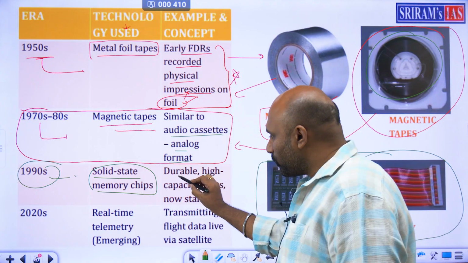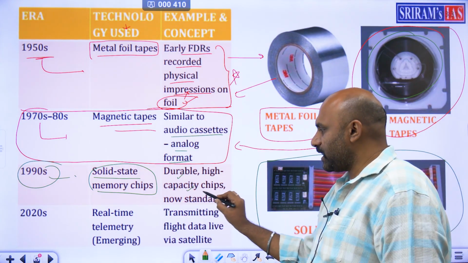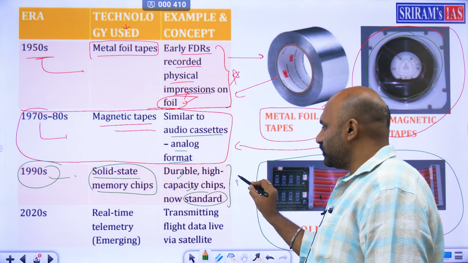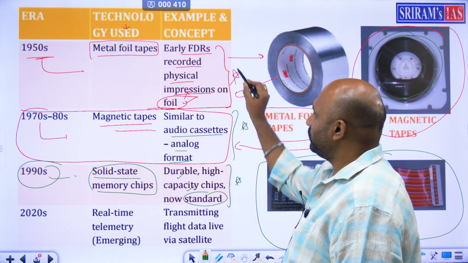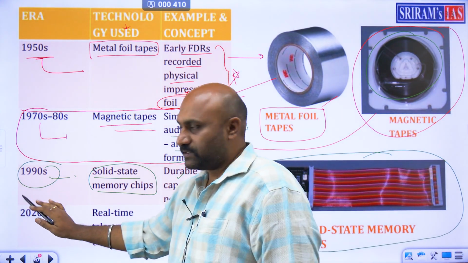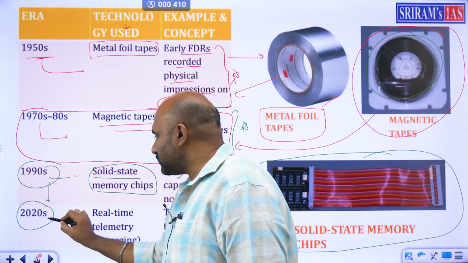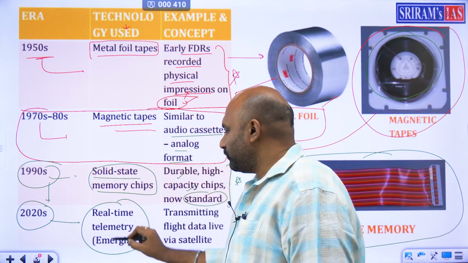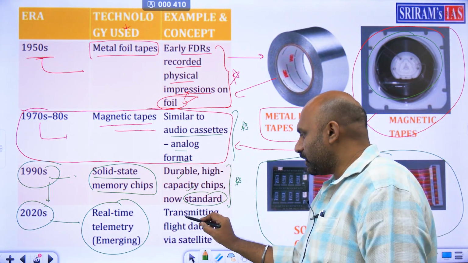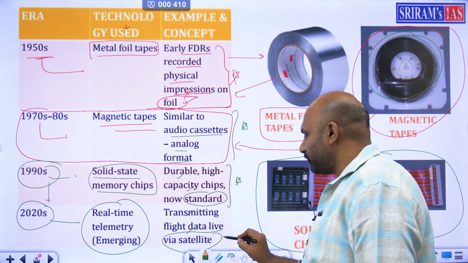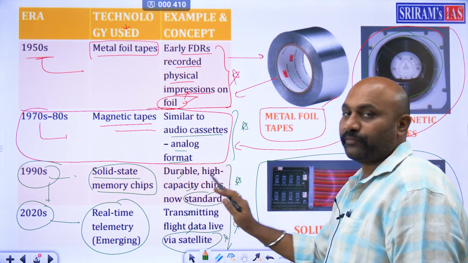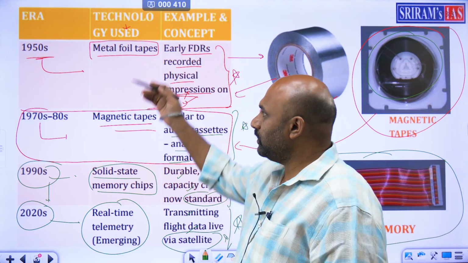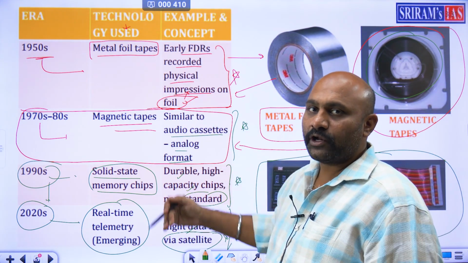So they were more durable and high capacity chips, and now they have become a standard. So this is what happened in the 1990s. Later in the 2020s, real time telemetry, that is the new thing which is popping up, transmitting flight data via satellite. So this is the future and it's already happening. So these are the major eras and what technologies have been used.